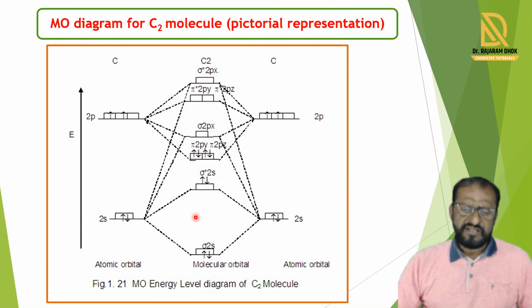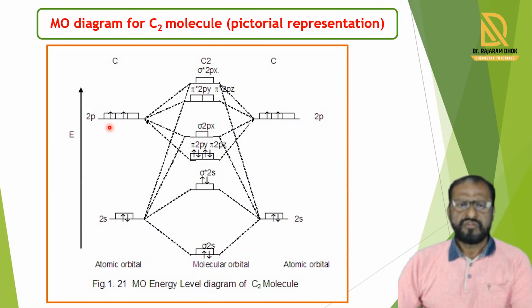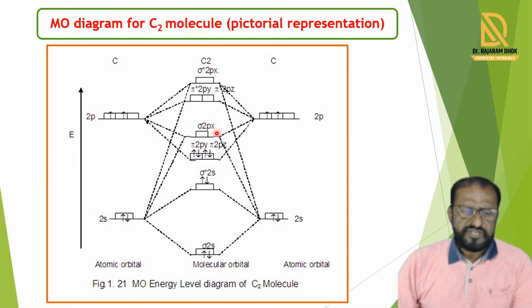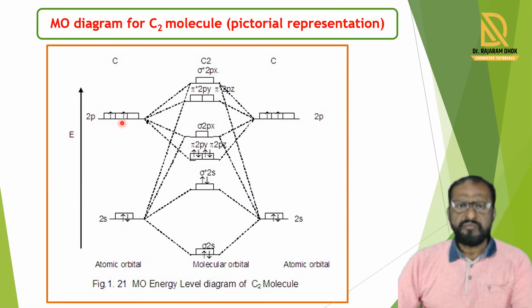Now we see the interaction between 2p and 2p. In 2p, first carbon's px atomic orbital combines with second carbon atom's px orbital and it forms sigma 2px when wave functions are same. Now in case of the 2px of first carbon and 2px of second carbon, when their wave functions are different, then at that time antibonding sigma star 2px orbital is formed.